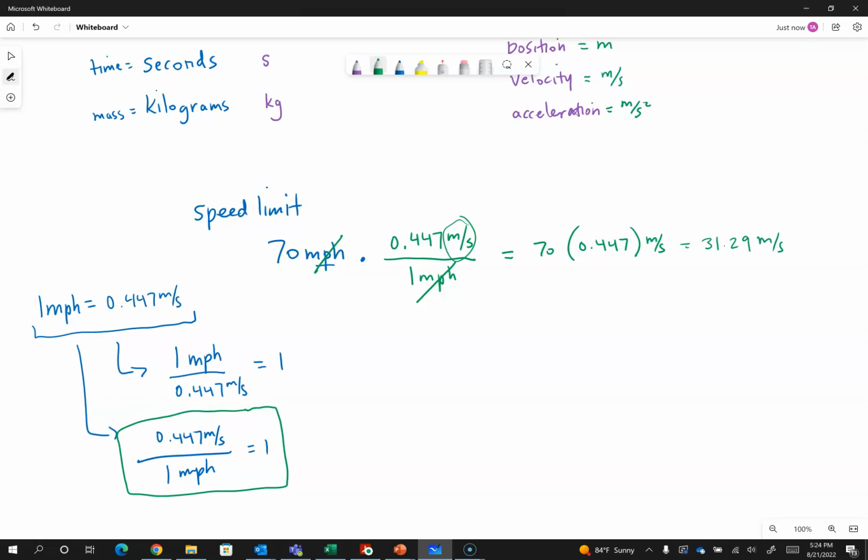Now this brings up another important concept. Significant figures.